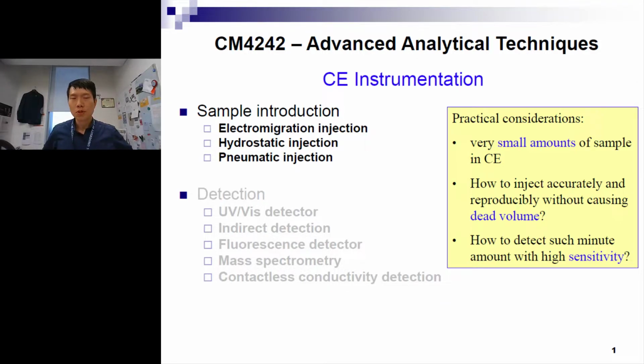Back to CE principles of separation, we know that only a small amount of sample is needed. That's one of the merits of CE. But when we have a small amount of sample, how can we accurately inject this sample and withdraw it, and not allow any gaps or dead volume? And how can we measure such a minute sample with high sensitivity? So here we will illustrate more.